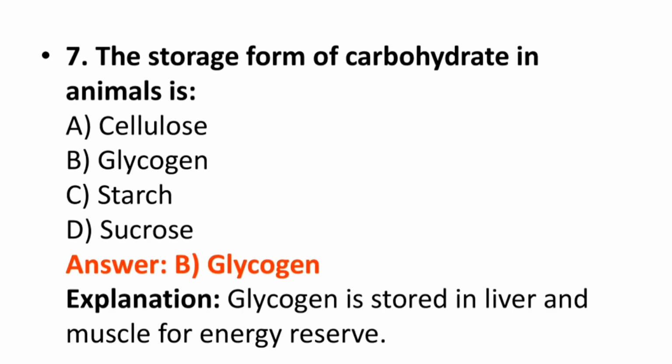The storage form of carbohydrate in animals is option A cellulose, option B glycogen, option C starch, option D sucrose. The correct answer is option B glycogen. Glycogen is stored in liver and muscles for energy reserve.